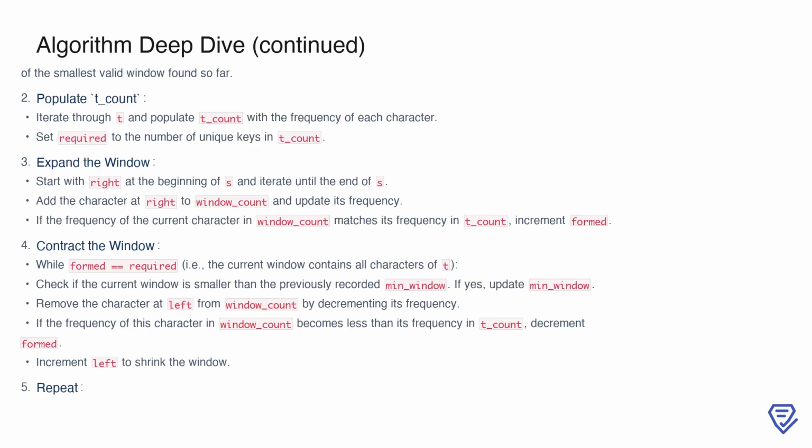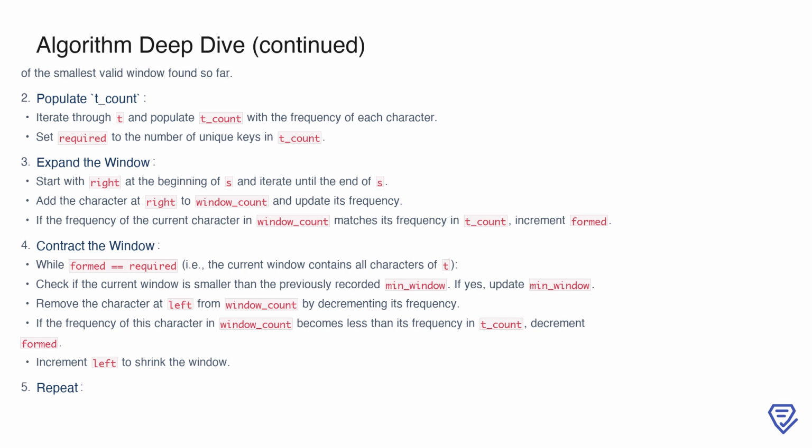Once the data structures are initialized, we populate T_count by iterating through the characters in T and recording their frequencies. Using this, we set required to the number of unique characters in T_count. Next, we expand the window by moving the right pointer from the start of S to its end. With each step, we add the character at the right pointer to window_count and update its frequency. If the frequency of this character in window_count matches its frequency in T_count, we increment formed. When formed equals required, it means the current window contains all characters of T.